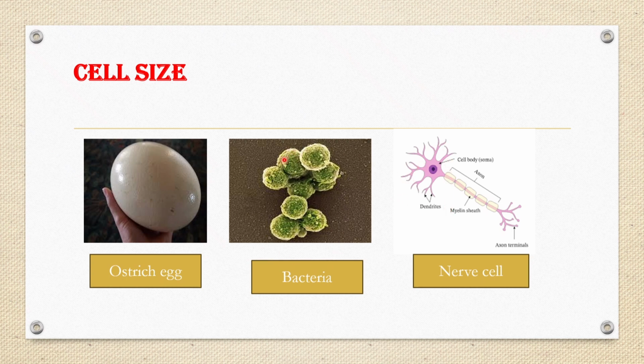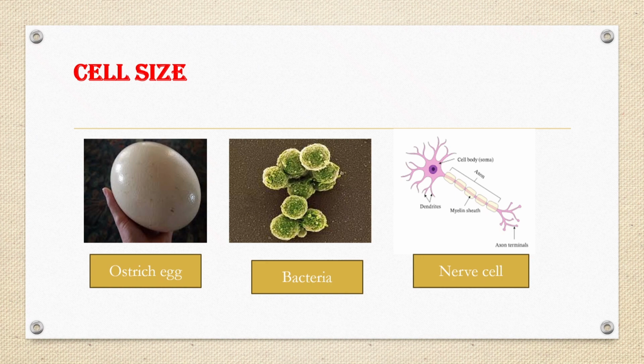Another name for the bacterial cell is PPLO, pleuropneumonia-like organism. So if a question asks which is the smallest cell in size, the answer would be bacteria. Which is the longest cell? The nerve cell. And which is the biggest? The ostrich egg.